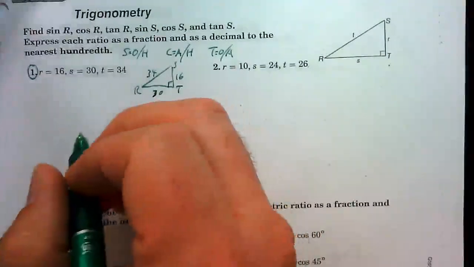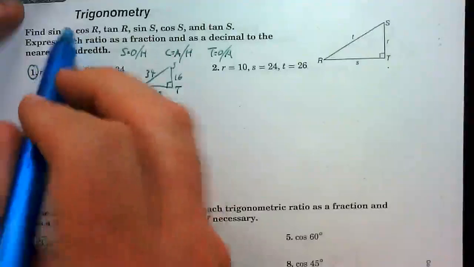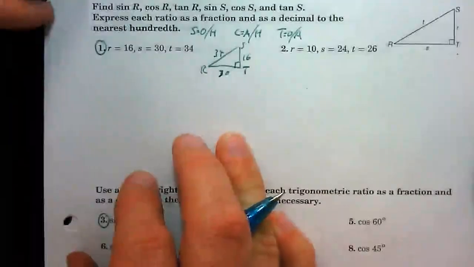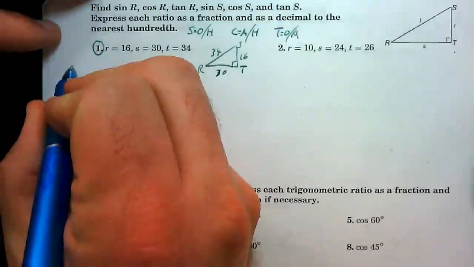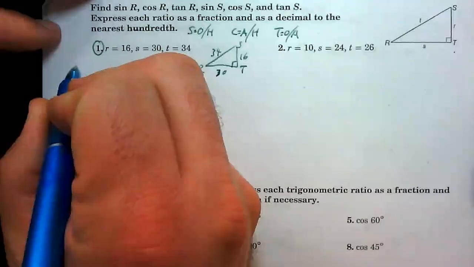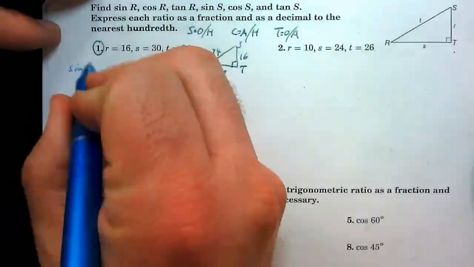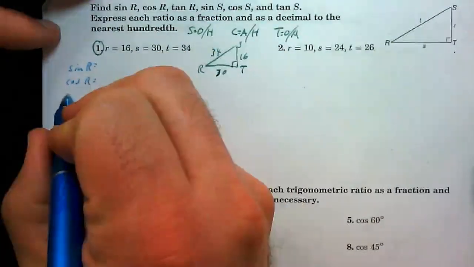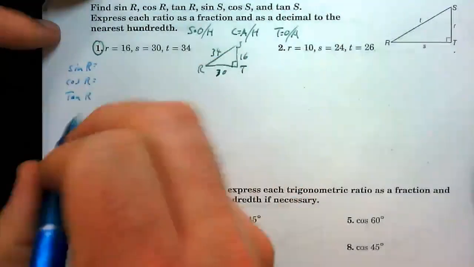So first, listing out sine, cosine, and tangent. So we have of r, I'm going to do all of r first, because once we do one of the angles, we can actually get away with not having to look at the triangle for the other angle, since the complements are related to each other. So sine of r, cosine of r, tangent of r.